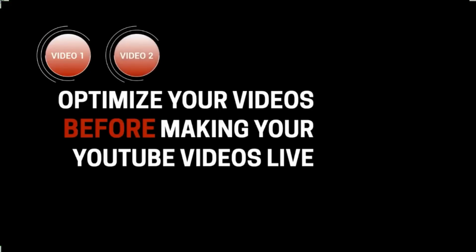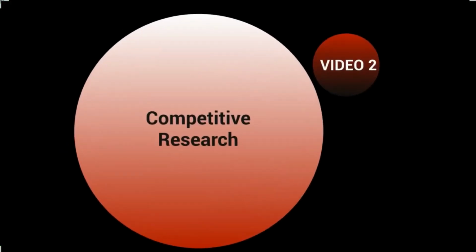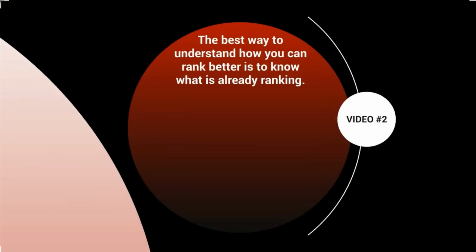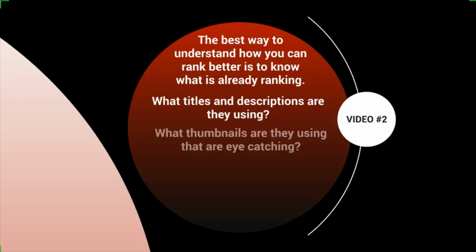Hello and welcome back. This is video number 2. So let's talk about competitive research. You see, the best way to understand how you can rank better is to know what is already ranking in your niche or your market. So what we want to do here is analyze the videos that are on top. And I want you to specifically look at what titles, what descriptions are they using, and what thumbnails are they using that are eye-catching. And what is the user experience like when you click through those videos?